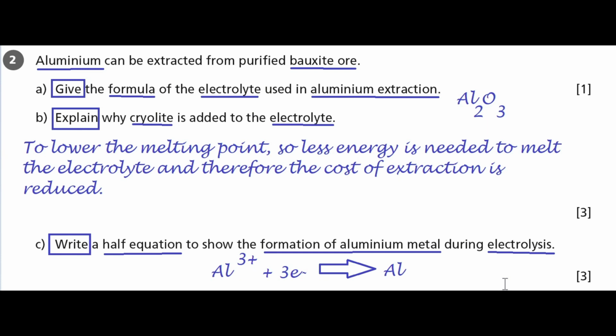So where am I getting the marks? I'm getting 1 mark for the correct reactants. I'm getting 1 mark for the correct product. And I'm getting 1 mark for the correct balancing.